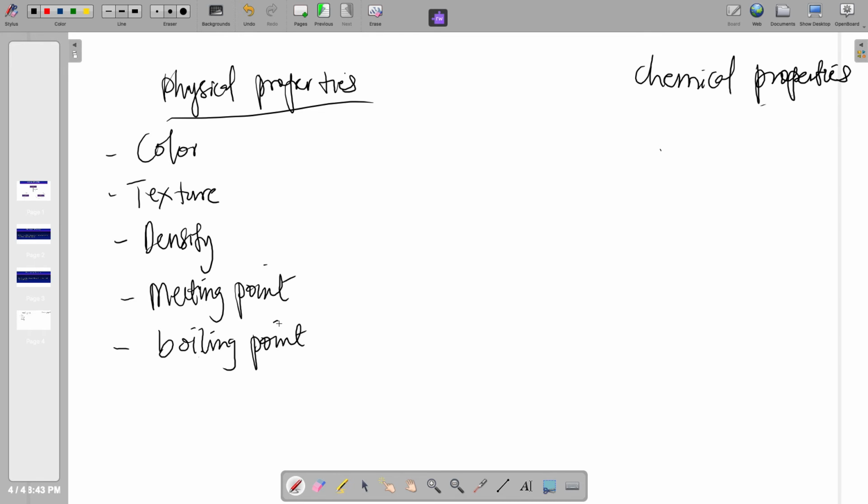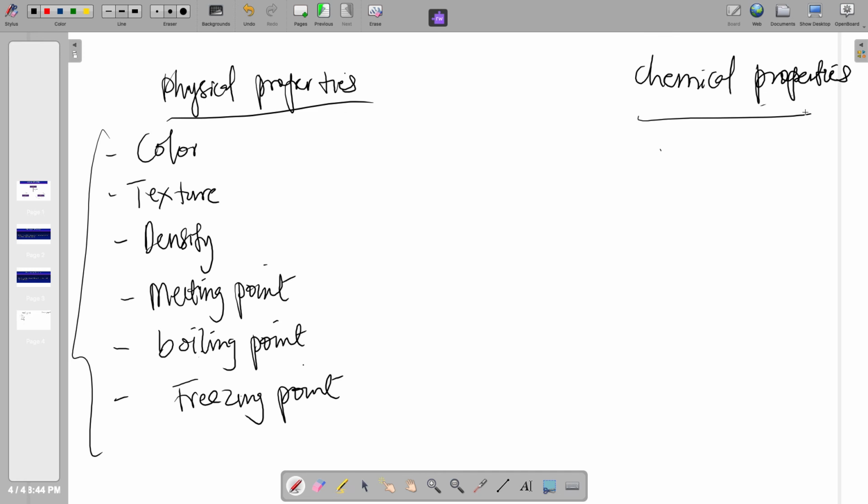Boiling point also is a physical property. Once your substance is pure, it's going to have a unique boiling point. We all know water boils at 100 degrees Celsius at normal conditions. So if you are boiling a liquid and it starts to boil at 100 degrees Celsius, then your liquid is likely to be water. Freezing point. You can also identify a substance by its freezing point. So these are a few physical properties.